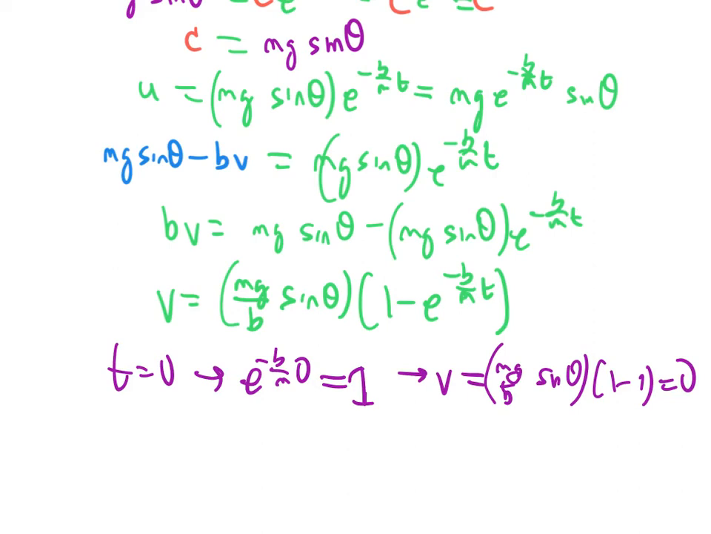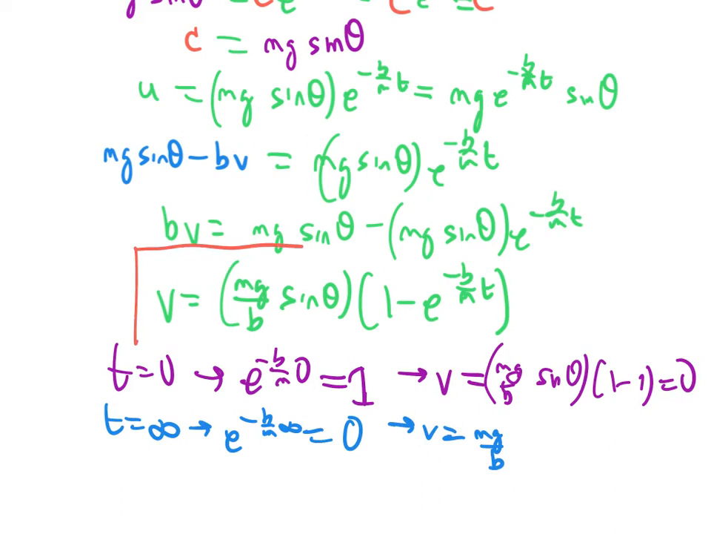And then when t is long, essentially infinite, then e to the minus b over m times t is essentially 0, and v becomes mg over b, which we already learned was the terminal velocity, so that all works out. That seems to be right, and therefore this is our solution.